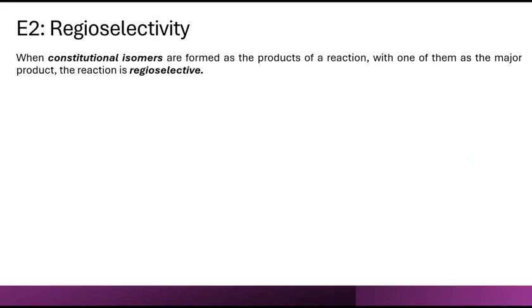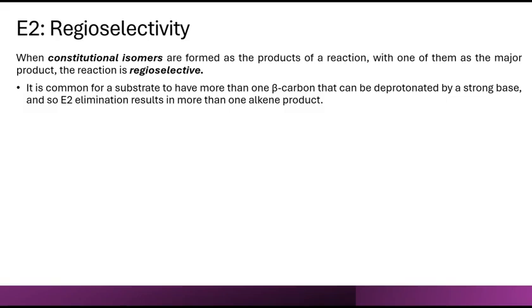E2 regioselectivity. When constitutional isomers, those are compounds with the same chemical formula but different connectivity, form as products of a reaction with one of them as the major product, the reaction is said to be regioselective. It is common for a substrate to have more than one beta carbon that can be deprotonated by a strong base, and so E2 elimination results in more than one alkene product.